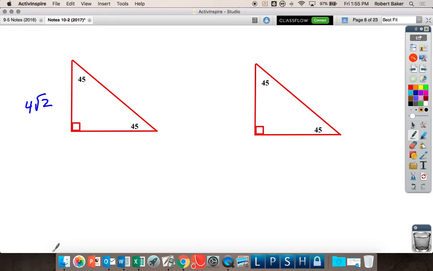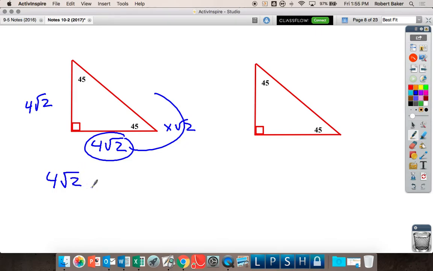So if this side is 4 square roots of 2, how big is this side? Now how do you get from a leg to a hypotenuse? Multiply this times the square root of 2. So I have to do 4 square roots of 2 times the square root of 2. So you can either remember this. What is the square root of 2 times the square root of 2? 2 times 2, 4. We get 4 square roots of 4.